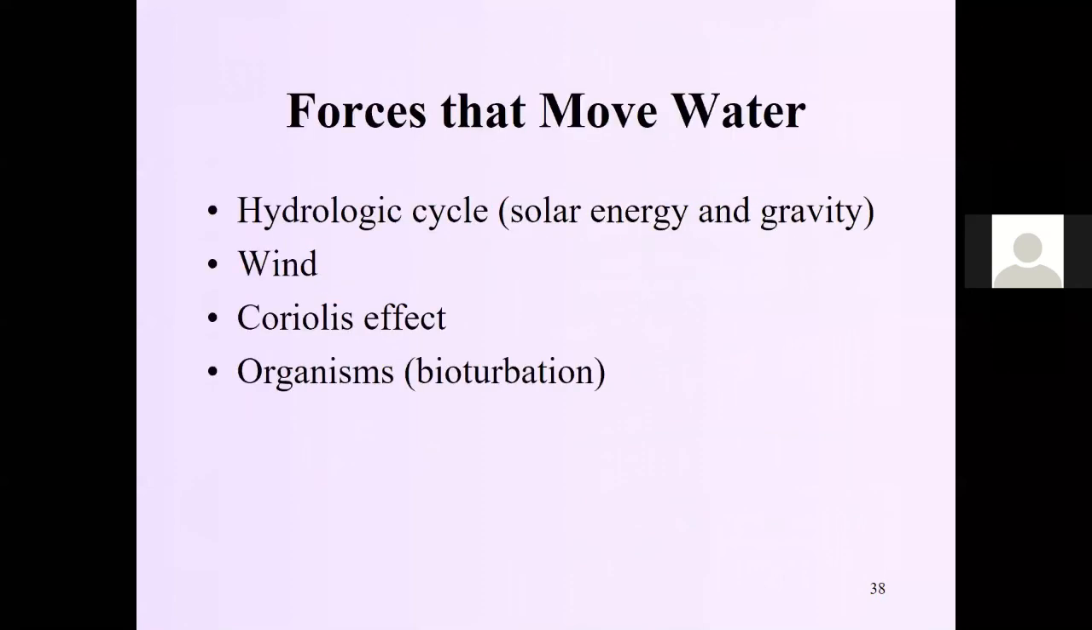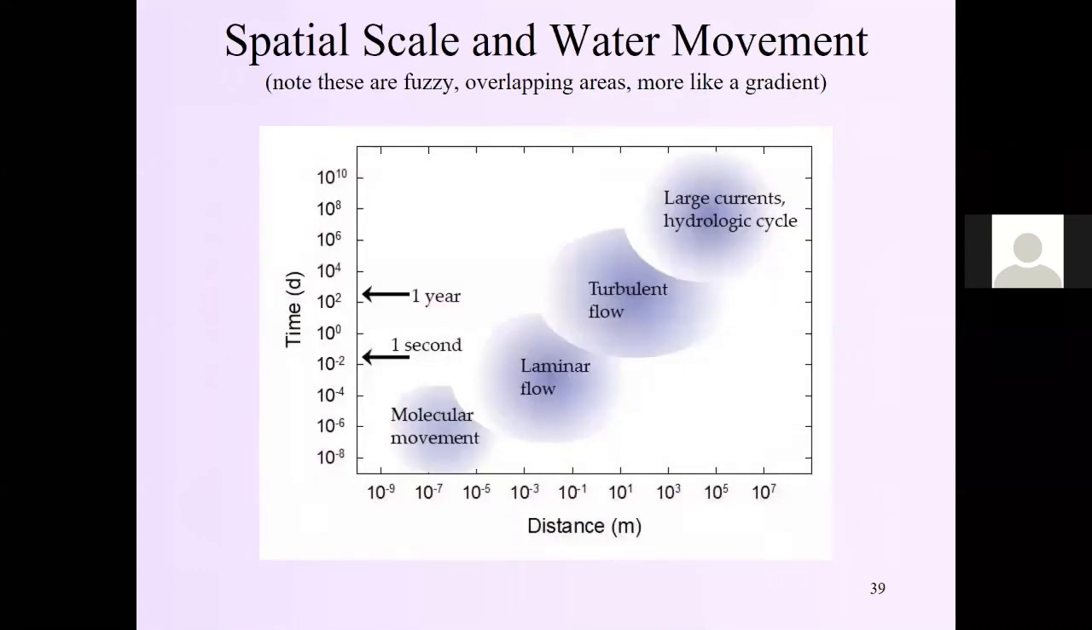So the next step, now that we're out of Reynolds numbers, is the hydrologic cycle. Solar energy and gravity, wind, the Coriolis effect, and organisms are the things that move water. So we think about spatial scale and water movement. We've already started talking about this. At the size of a bacterium, or less than about a millimeter, we can have Brownian motion, molecular movement of water. They're moving really rapidly, but they're not going in any particular direction.